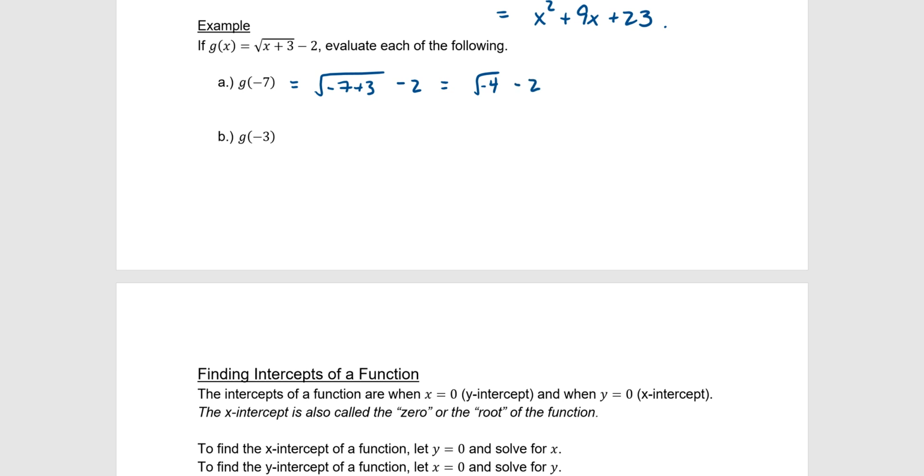Staying with real numbers here, the square root of a negative gives us imaginary numbers. So I'm going to say that this is out of the domain, because we did not end up getting a real number out here. Okay, and then g of negative 3. Plug that in: the square root of negative 3 plus 3, minus 2. We know that negative 3 plus 3 is 0, the square root of 0 is just 0, so we get negative 2.